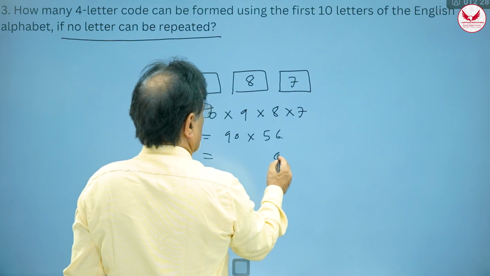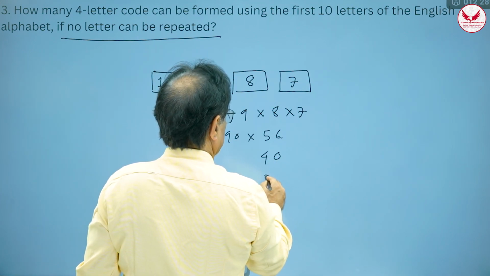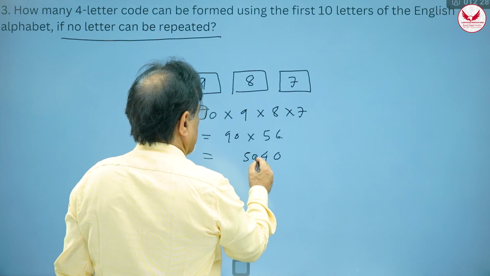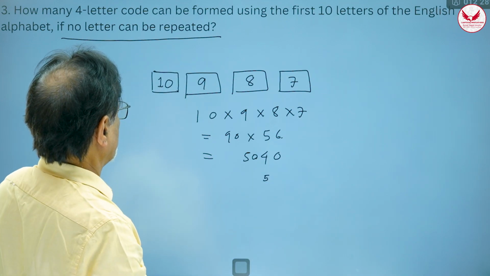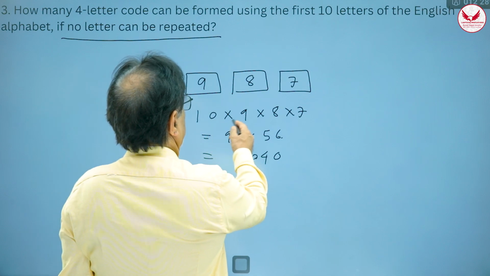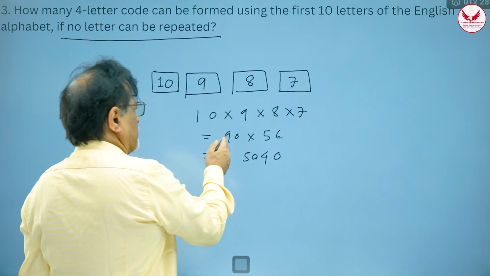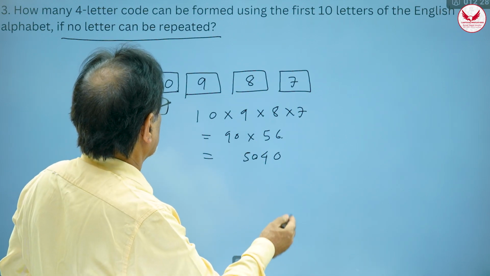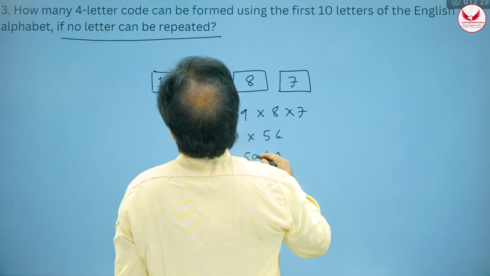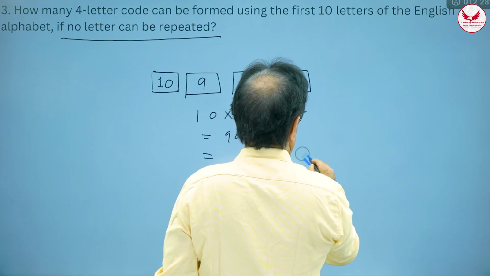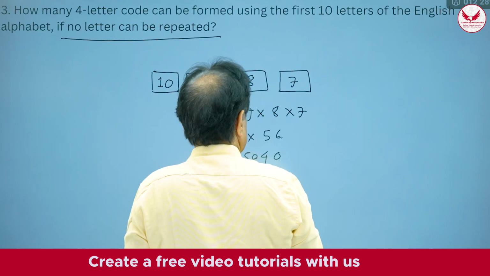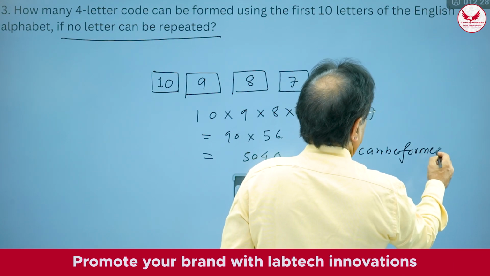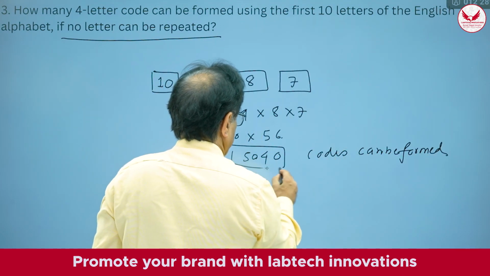So exactly speaking, 10 multiplied by 9 multiplied by 8 multiplied by 7 is equal to 90 multiplied by 56. If you multiply, the result turns out to be 5040. These many codes can be formed. That is the answer. So 5040 is the answer for this question.